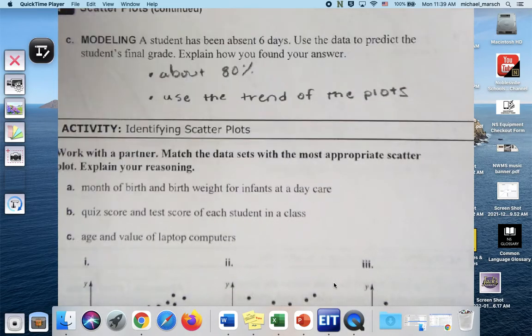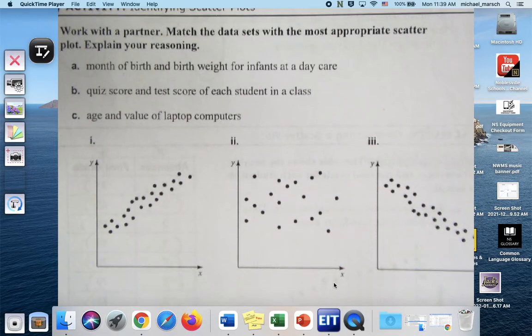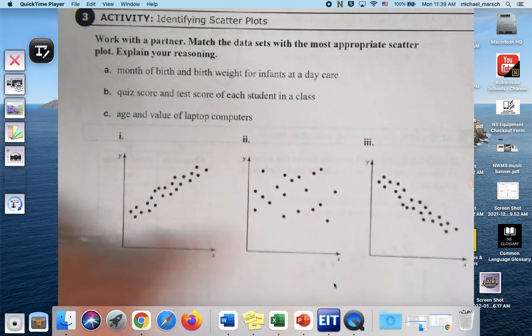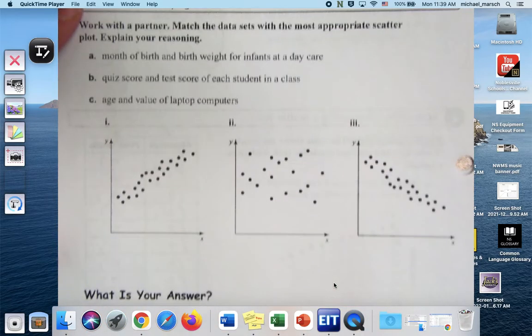This next section wants us to match up a scenario to a scatter plot. So go ahead and read the scenario and tell me which one it would go with for each of A, B, and C.